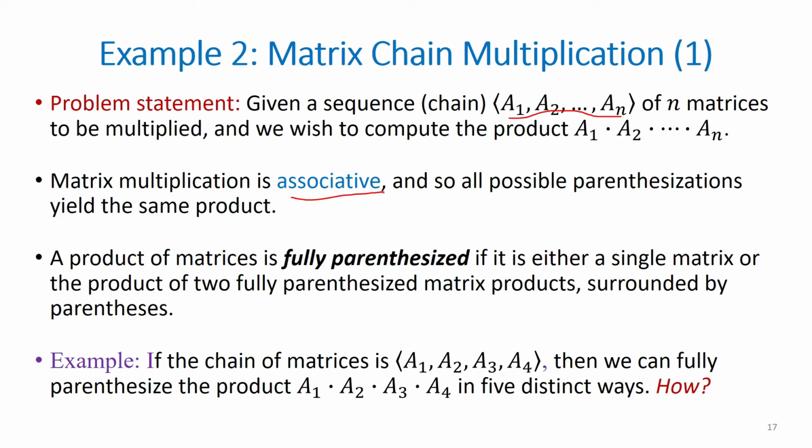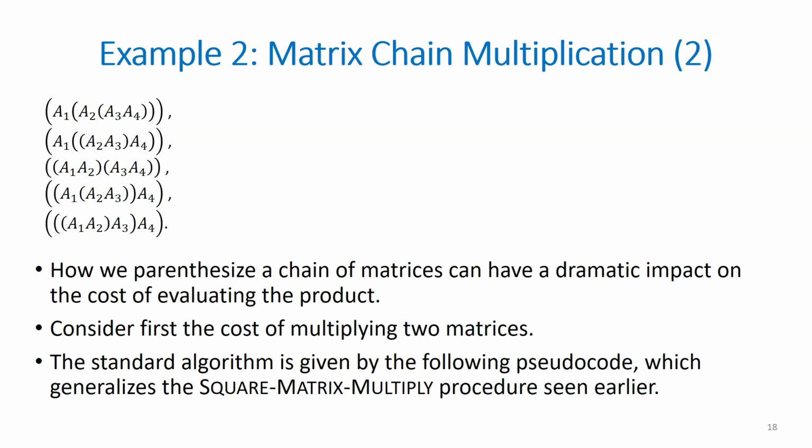So a product of matrices is fully parenthesized if it is either just one single matrix or it is a product of two fully parenthesized matrix products surrounded by parentheses. To understand this more clearly, let's take a look at this simple example where we want to multiply four matrices A1, A2, A3, and A4. To do so, we first try to fully parenthesize them. So how many ways exist to fully parenthesize these four matrices? Given four matrices, there are 5 ways to fully parenthesize them as shown here.